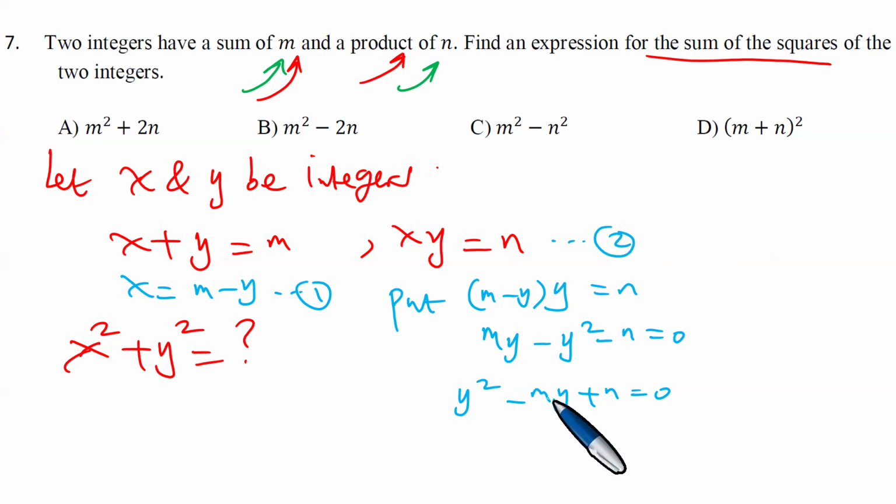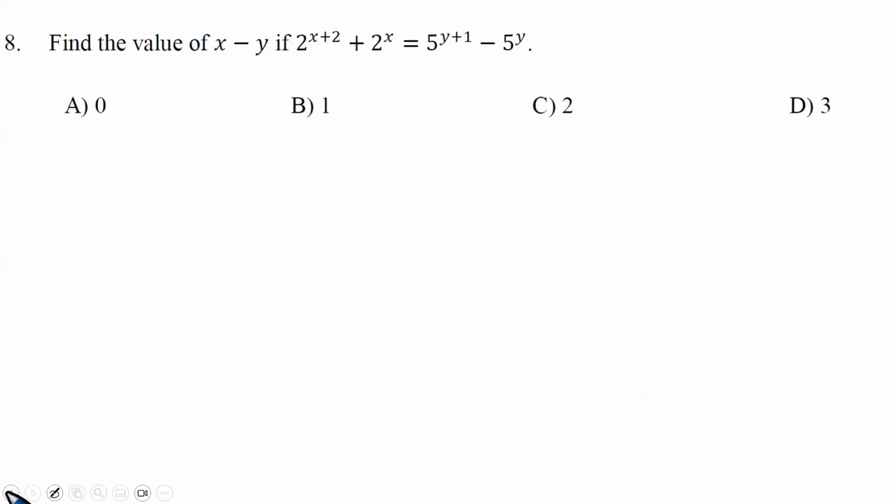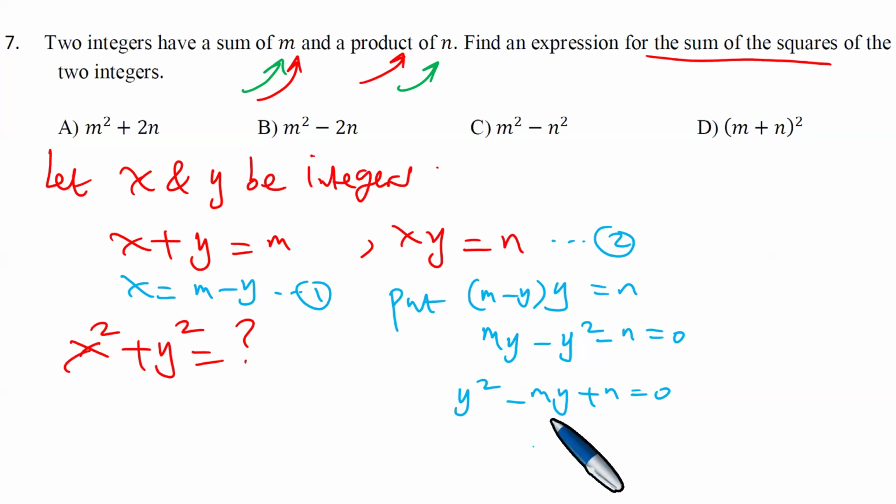But this is quadratic, so you need to use the quadratic formula because we want to solve for y. We can't easily factorize this by inspection, so we need to use the quadratic formula. After we use it, you need to find an expression for the sum of squares of the two integers.